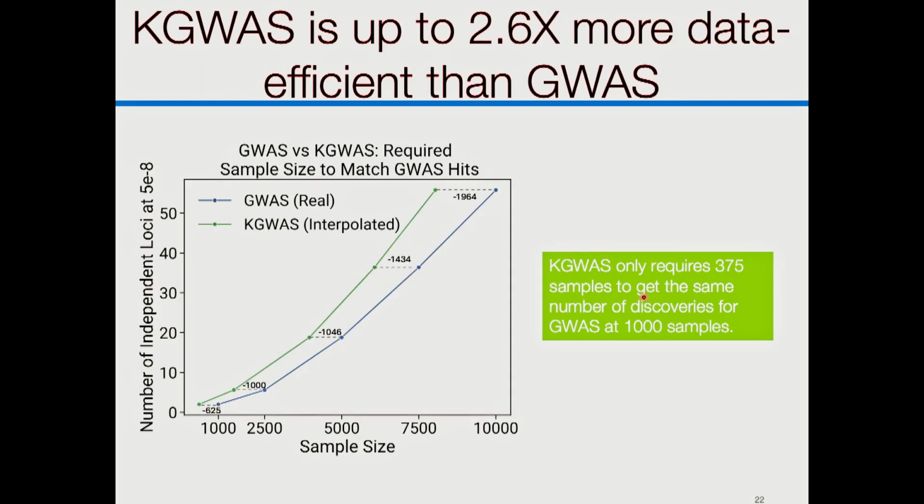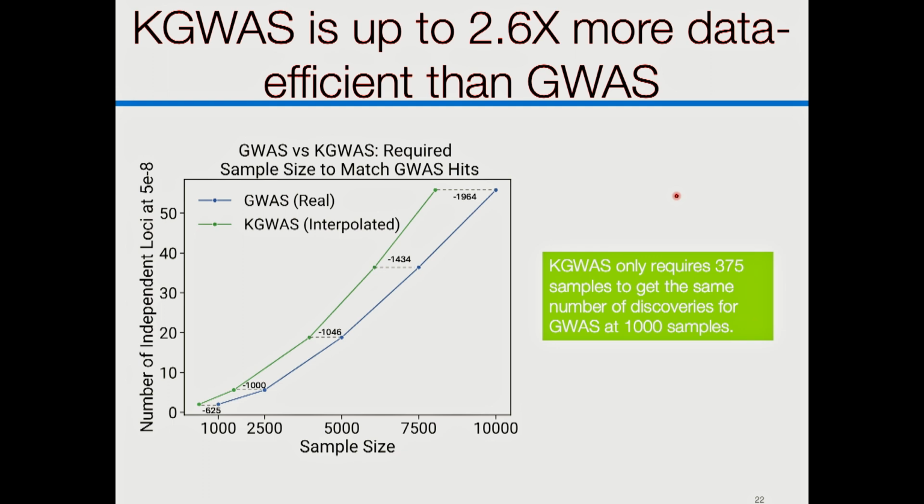I guess on another view, we can also interpolate the sample size required by KGWAS to achieve the same number of discoveries as the base GWAS. And we're able to see that KGWAS is actually up to 2.6 times more data efficient than GWAS. For example, KGWAS only required 355 samples to get the same number of discoveries as GWAS at 1,000 samples.